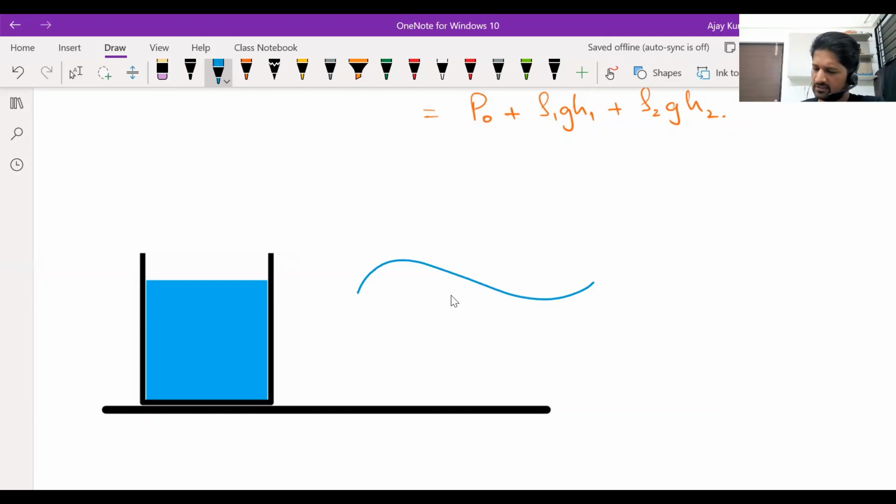Suppose the surface is like this. Now also the pressure is same everywhere, P naught. Why can't it be like that? Why should it become flat?